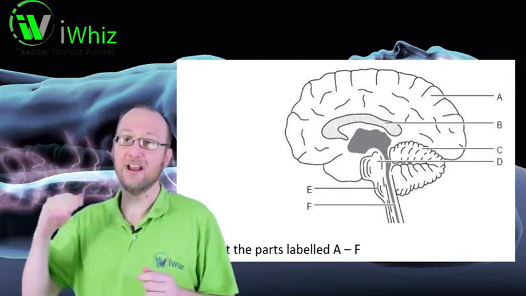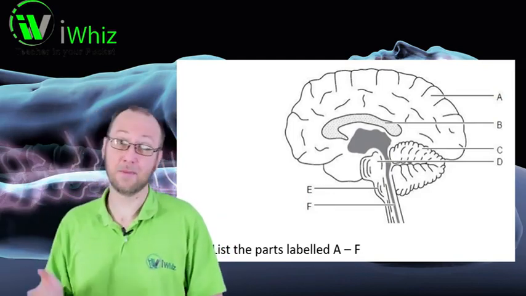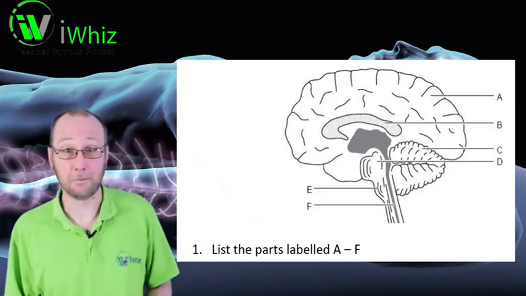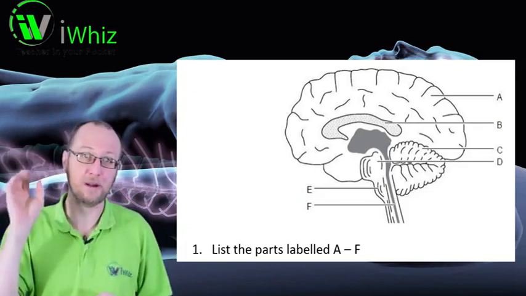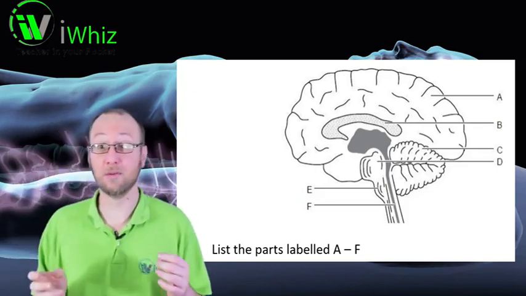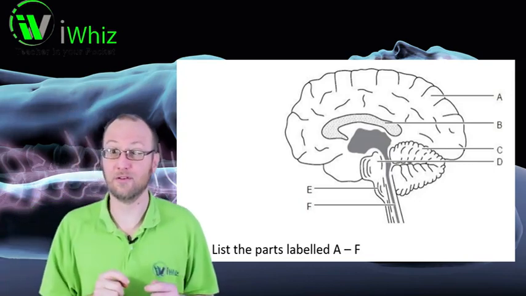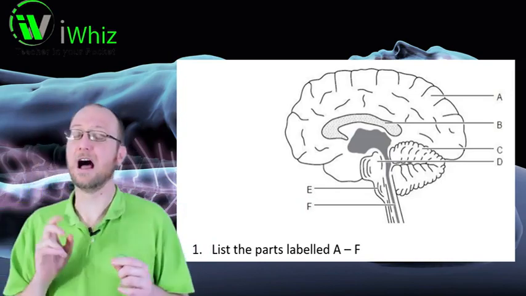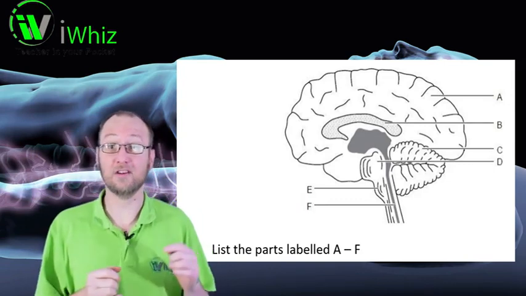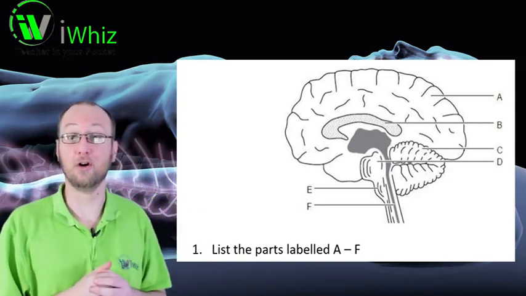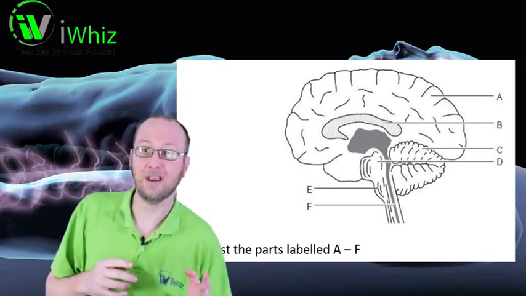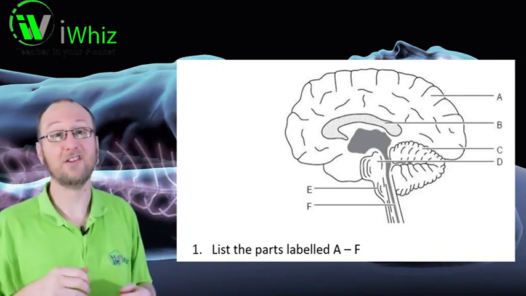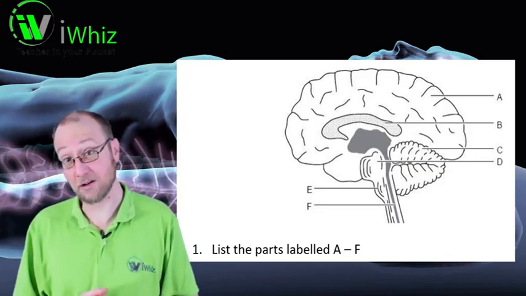Part C lies underneath the larger part of the brain, towards the back of the brain there, and that is called the cerebellum. It's very easy to get confused between the cerebrum and the cerebellum because the names are so similar, so make sure you know the difference. Okay, part D is the hypothalamus. Part E is the medulla oblongata. And then part F extends all the way down from in the brain down into the spinal cord, and that is a gland known as the pituitary gland.